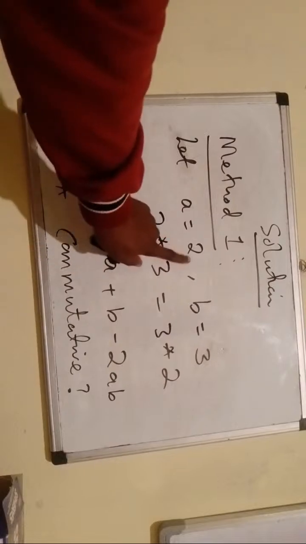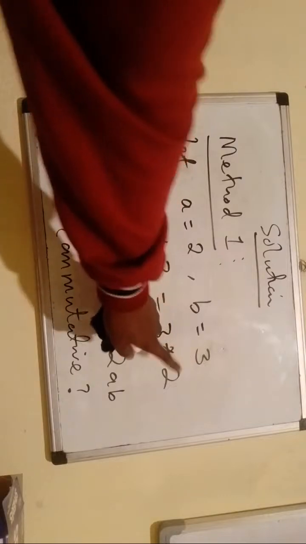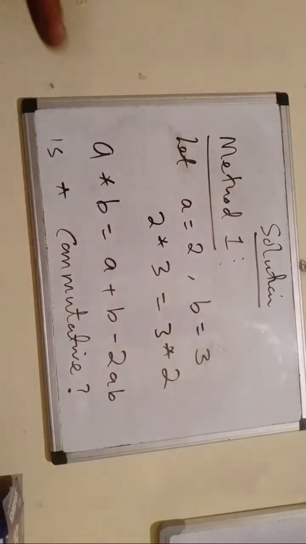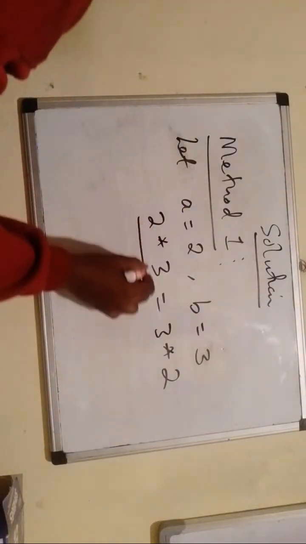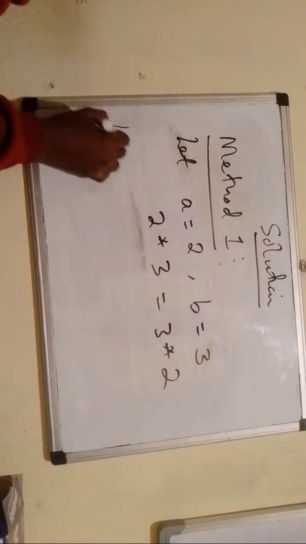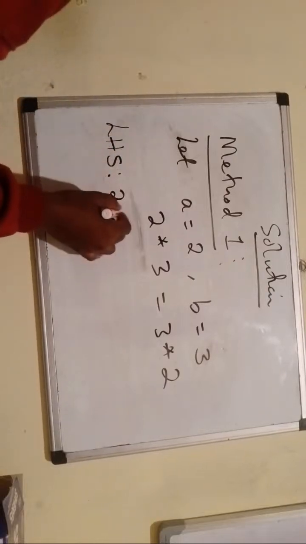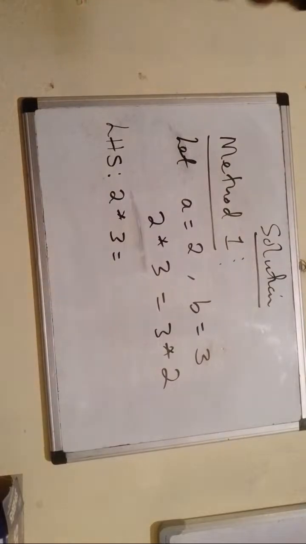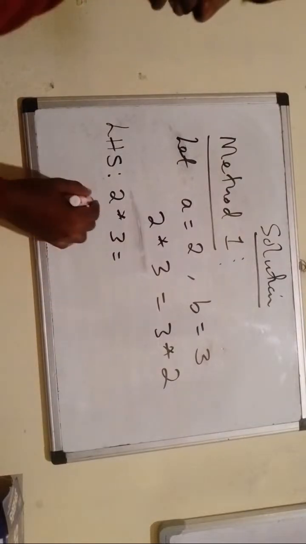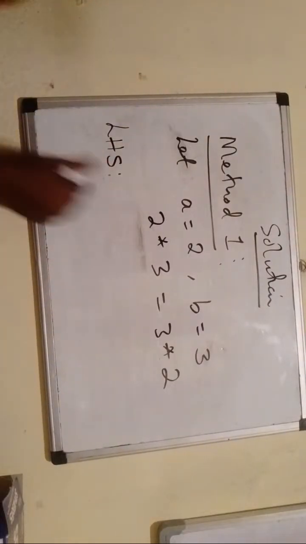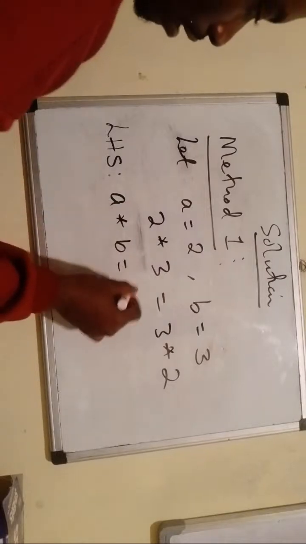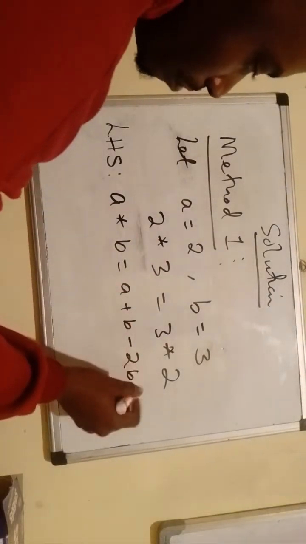You can choose any numbers that you want. The outcome and the conclusion will still be the same. So we're simply going to start with this part here. This is our left-hand side. We'll say our left-hand side, which is simply 2 star 3, is equal to, according to the rule, let me write the rule first, A star B is equal to A plus B minus 2AB.